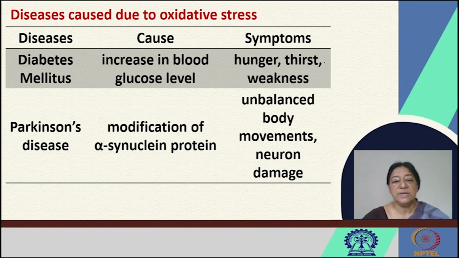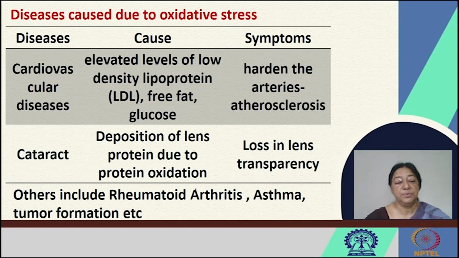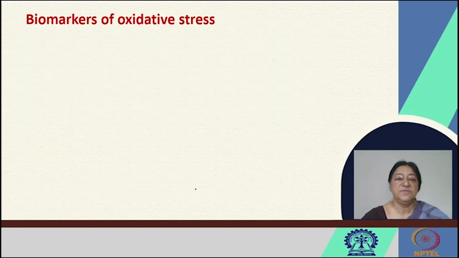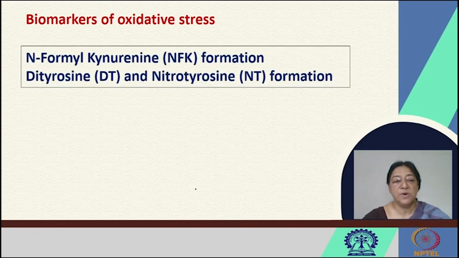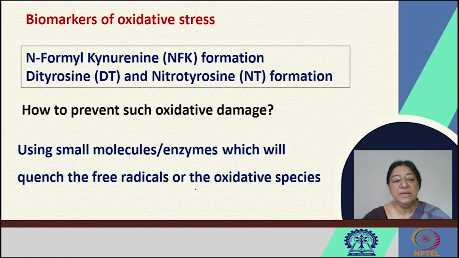So the specific proteins that are present and the causes due to the oxidative stress in proteins can lead to specific diseases, and the specific symptoms are also given here. So we look at the deposition of specific amyloid peptide fragments, damaged neurons, and also specific proteins that could be modified due to this oxidative stress process. If we look therefore at biomarkers of oxidative stress, we can look at NFK, dityrosine, or nitrotyrosine formation. So the possibilities of modifications in proteins can occur through backbone modifications, can occur through specific amino acid modifications, and these can lead to variations and lead to disease.